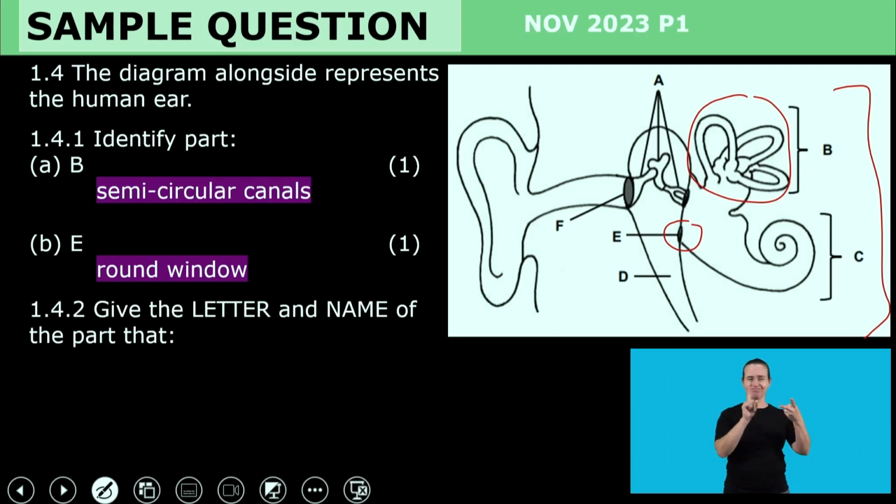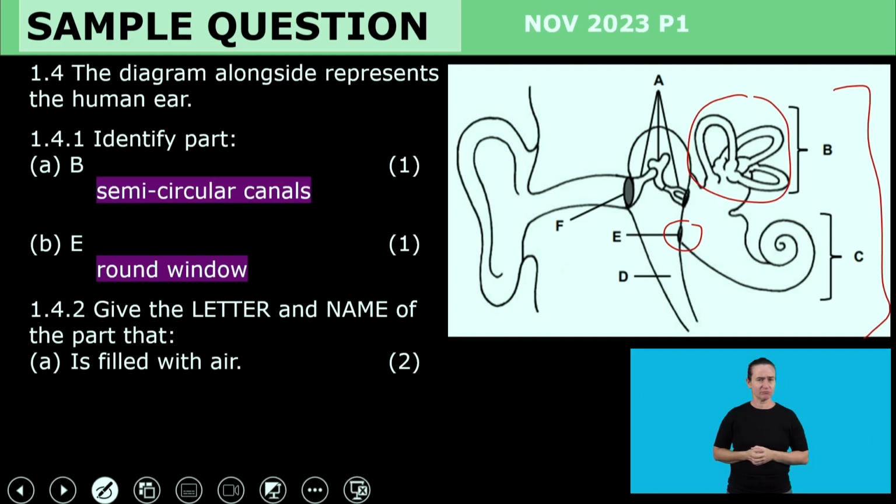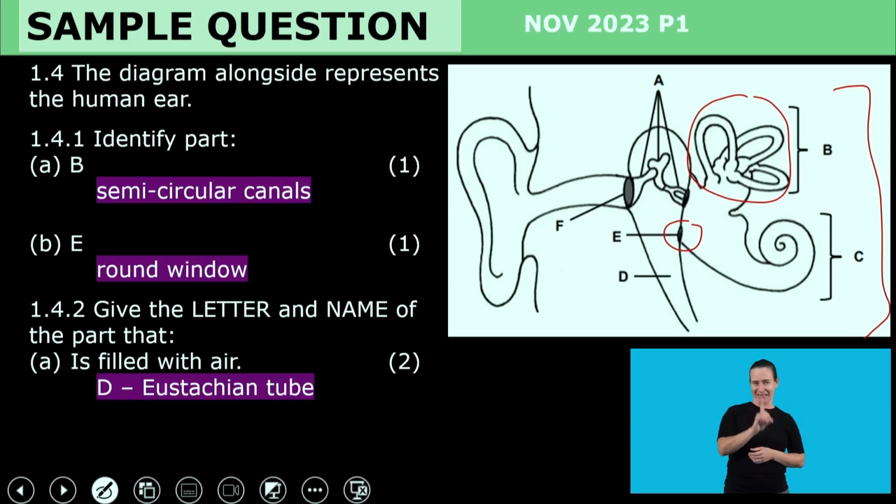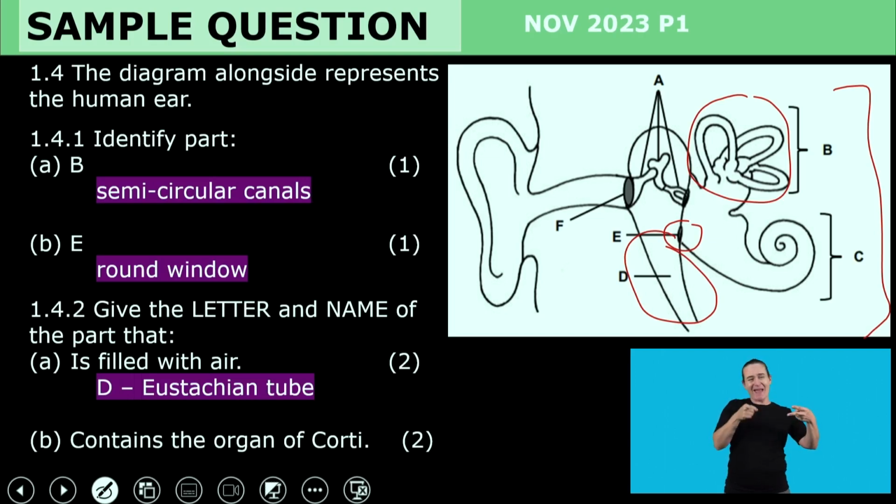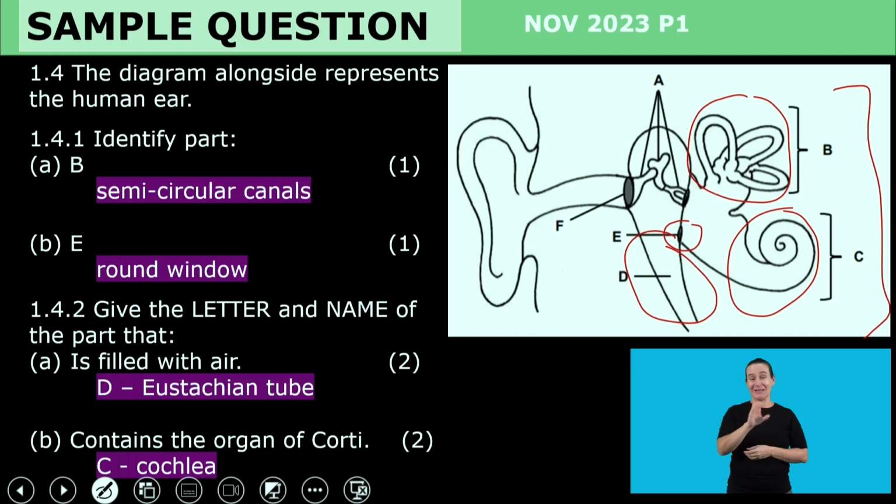1.4.2, give the letter and the name of the part that is filled with air. The part which is filled with air should be D, the Eustachian tube. The Eustachian tube is air-filled. Contains the organ of Corti. You look at the diagram, this one that looks like a shell has the organ of Corti, and therefore the letter and the name is C, which is the cochlea.